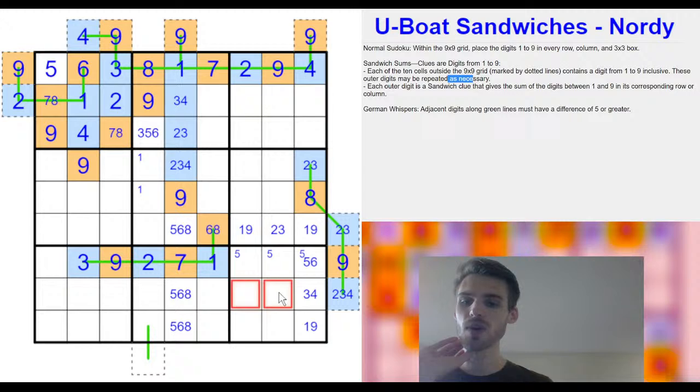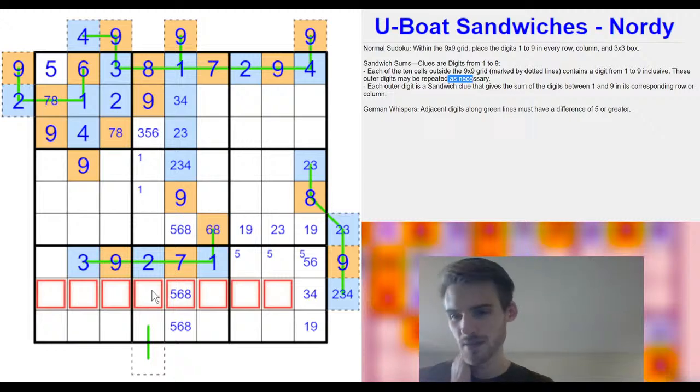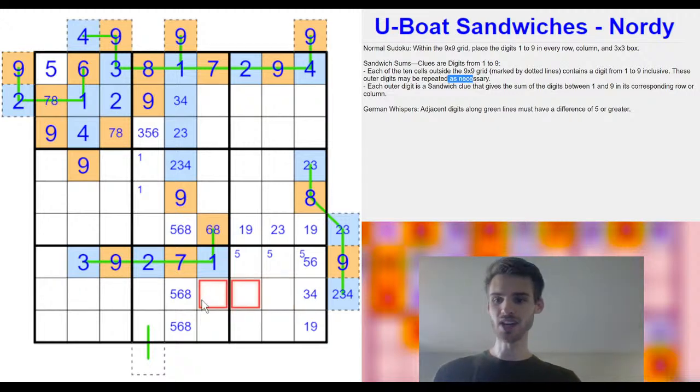So let's think about where 1 and 9 go in this row. Well, 9 can't go over here at all. Actually, 9 is restricted to just 2 cells. 9 has only 2 cells it can be in. So let's just pencil mark that. And 1 can only be in these cells.